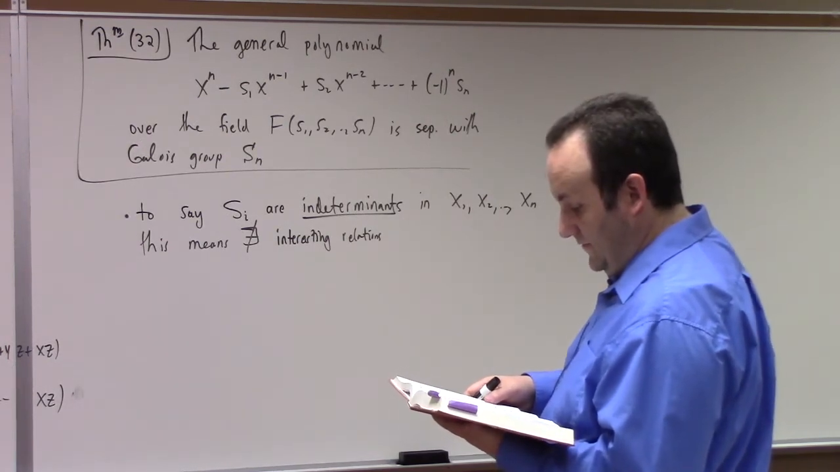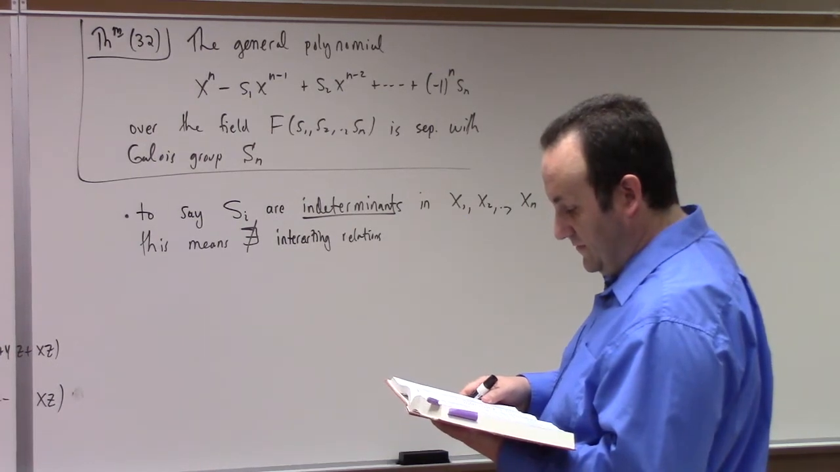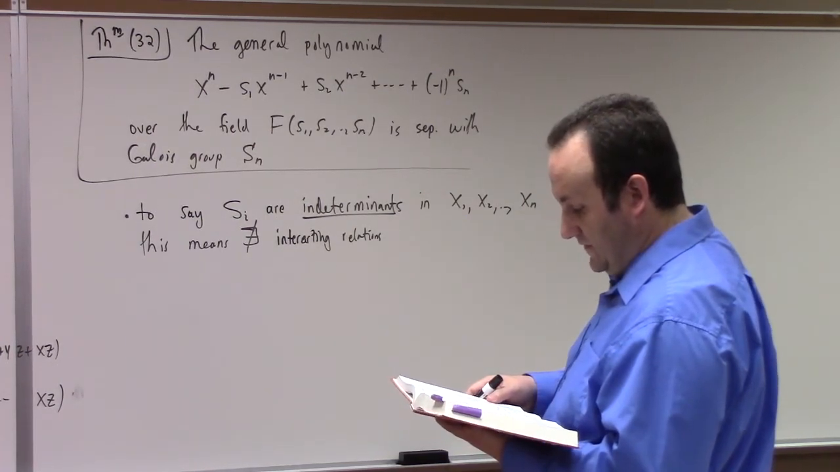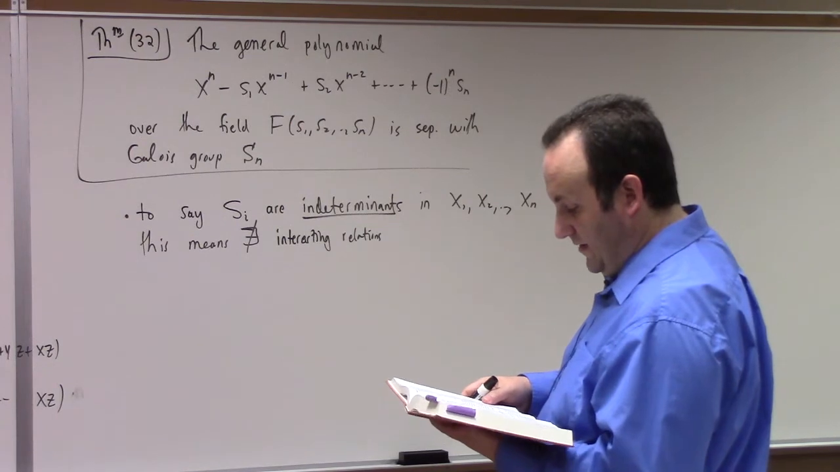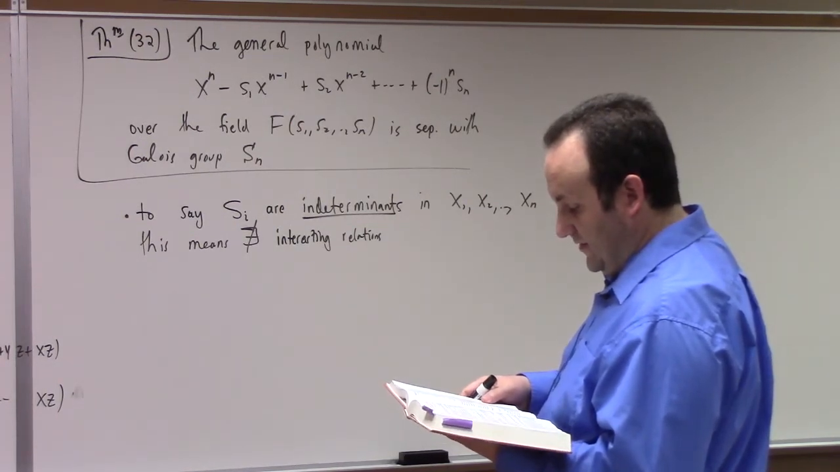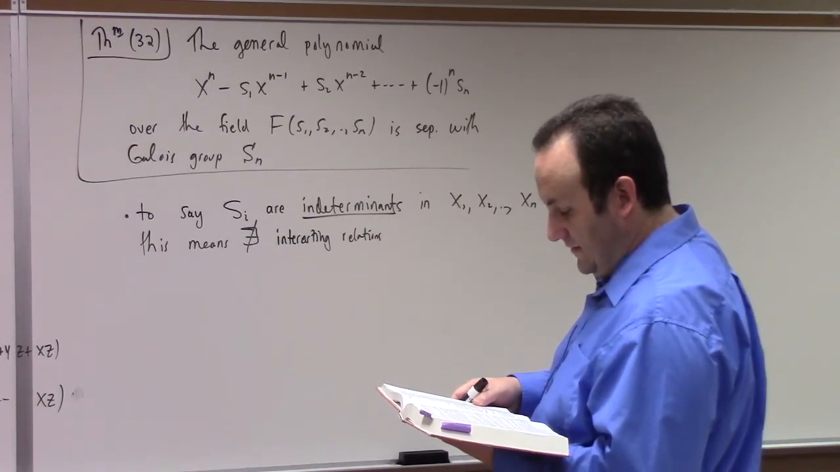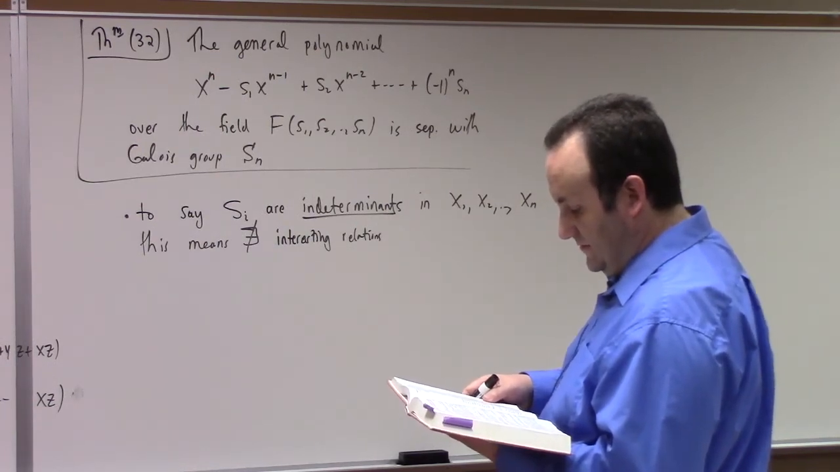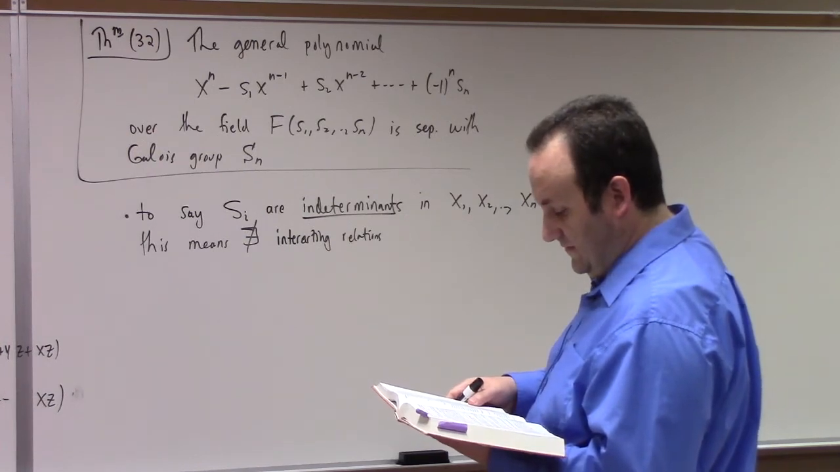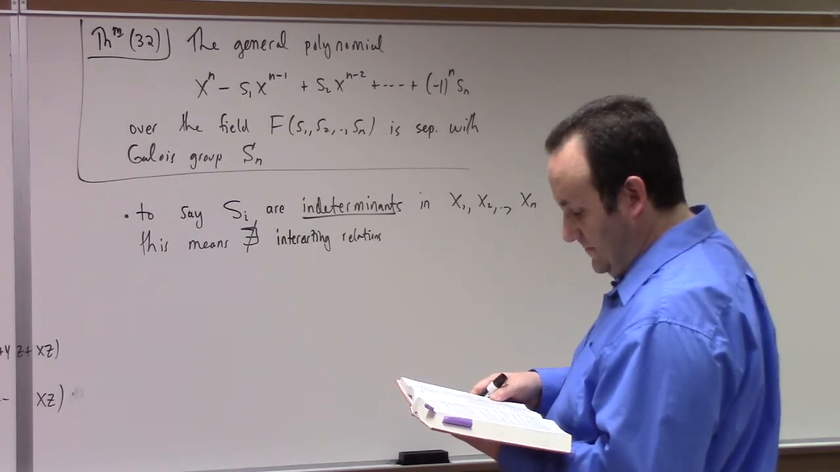He says, suppose that we have p of t1 through tn, a non-zero polynomial in n variables with coefficients in F, such that when we plug in the generic roots, we get 0. He says, then the product of p tilde over all of the permutations in Sn gives us a non-zero symmetric polynomial, and this gives us a non-zero polynomial relation over F among the S1 through Sn, which is a contradiction.